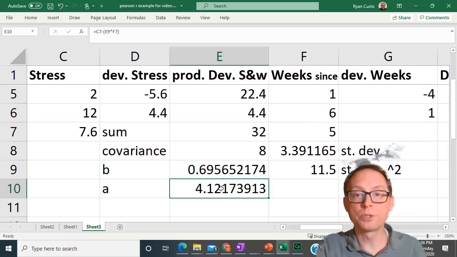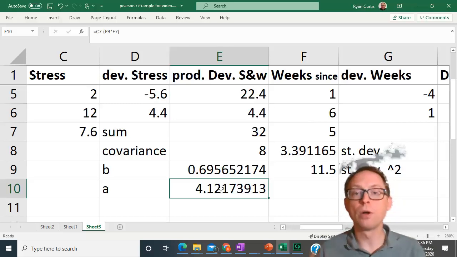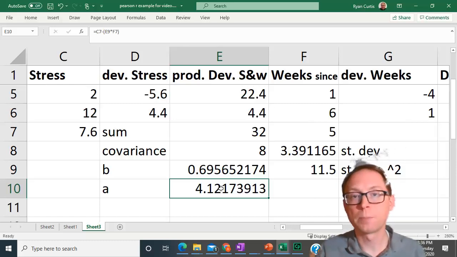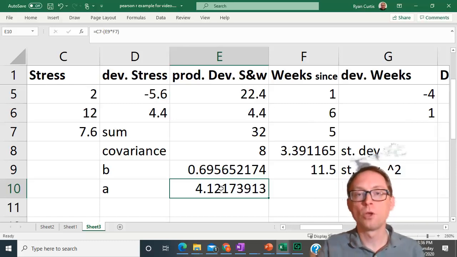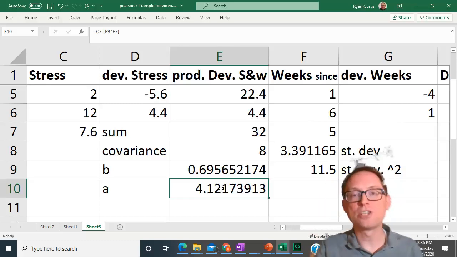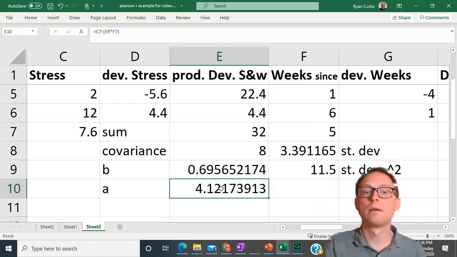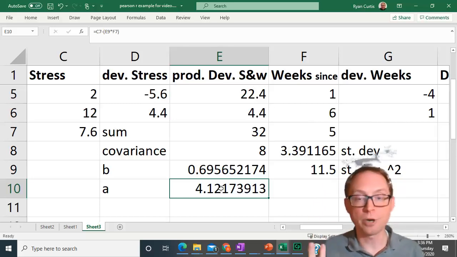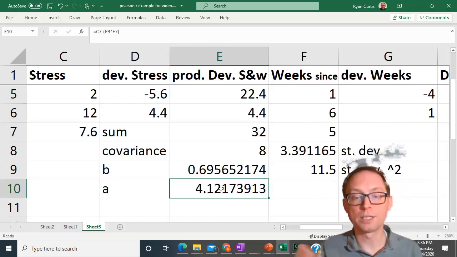Now what that means is it's the y-intercept when x equals 0. X is the number of weeks. So what we're saying is if 0 weeks have passed since your last vacation, like you just got home from your vacation, we would expect your stress level to be 4.12. The day you get back from your vacation, 0 weeks have passed, you have a stress level of 4.12. That's what we would predict. Remember, this isn't perfect. It's not a perfect relationship. It's our predicted relationship.